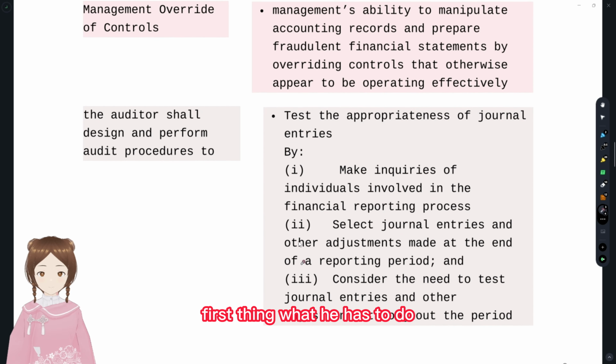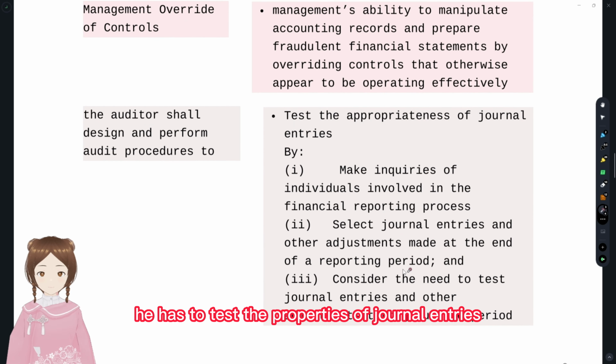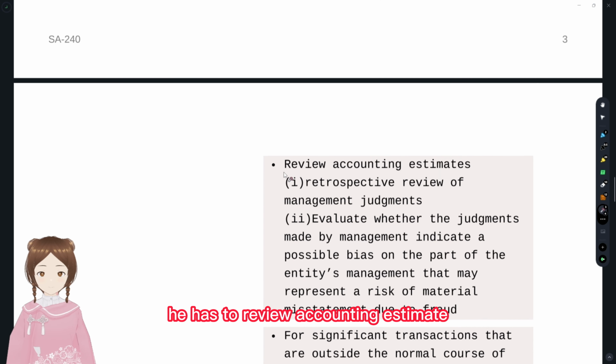First thing, the auditor has to test the appropriateness of journal entries. Second thing, he has to review accounting estimates. Why accounting estimates only? Because a lot of frauds or window dressing in the financial statements happens in the accounting estimates only. Retrospective review of management judgment.